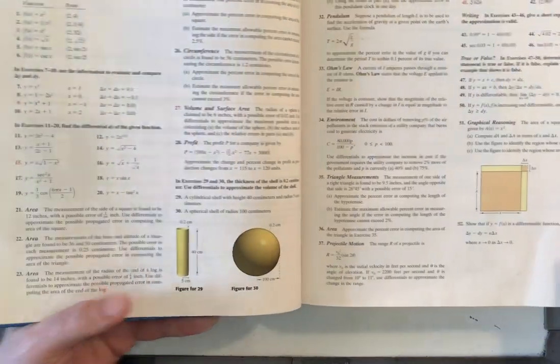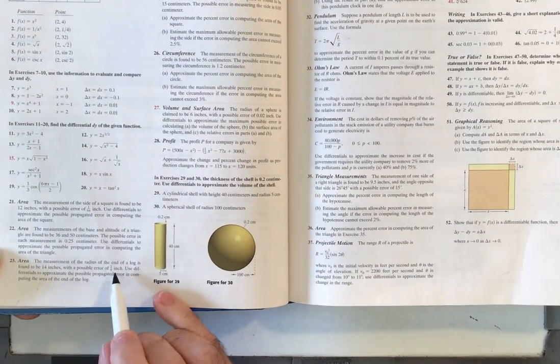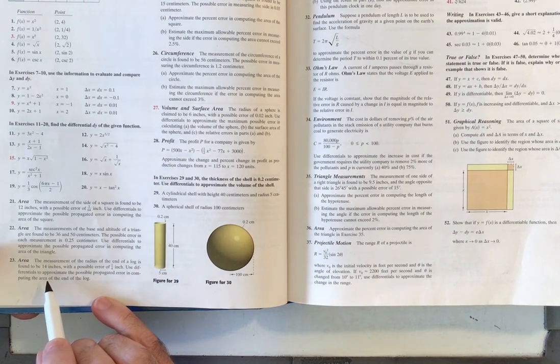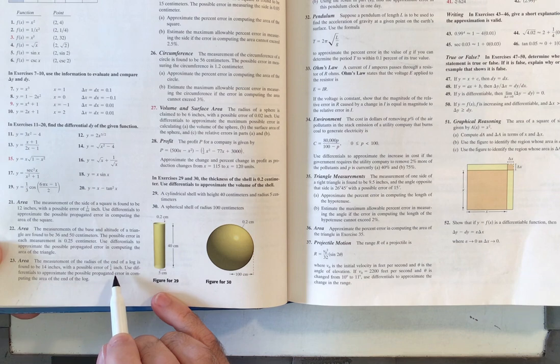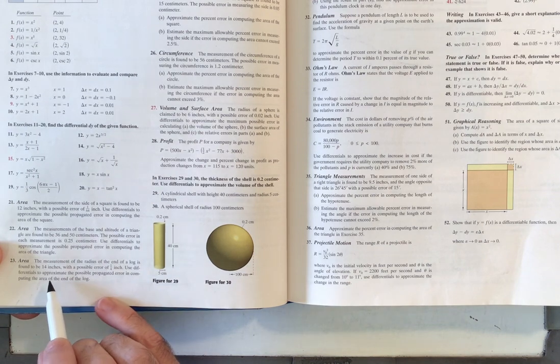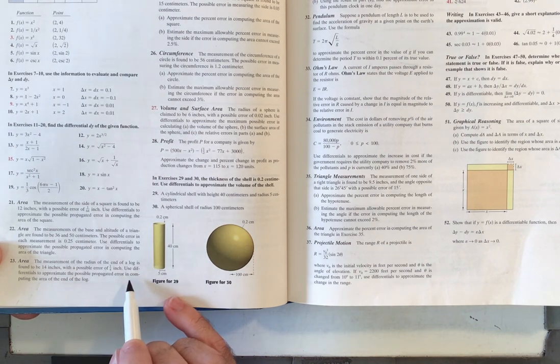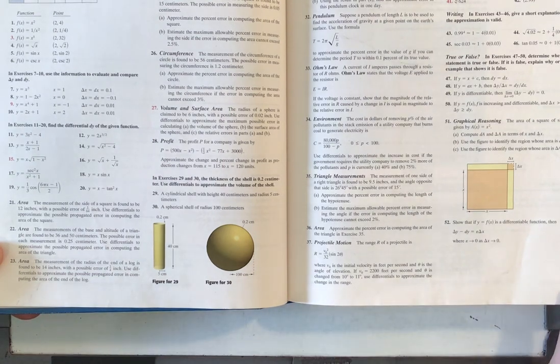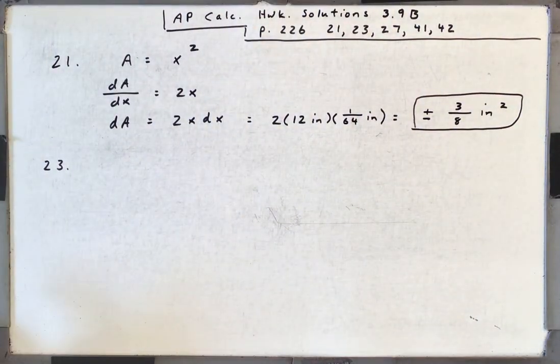So 23 says the measurement of the radius of the end of a log is found to be 14 inches with a possible error of 1/4 inch. Use differentials to approximate the possible propagated error in computing the area of the end of the log. We have to assume the end of the log is a circle.